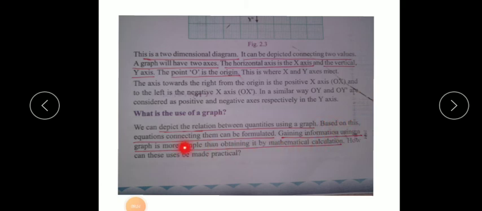And the next use is, based on this, equations connecting them can be formulated. So based on this, we can formulate some equations also. Then gaining information using a graph is more simple than obtaining it by mathematical calculation. So a graph gives information in the simple way, is it? So using a graph, we will understand the concepts easily.